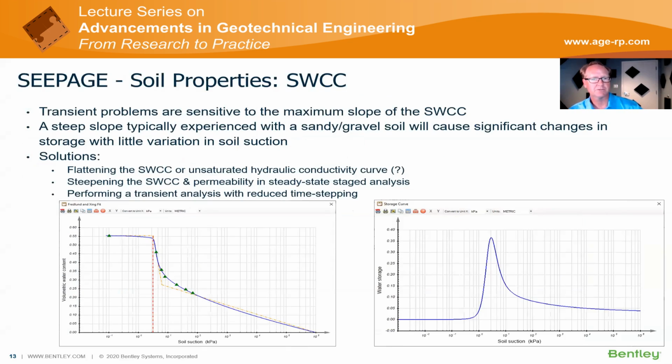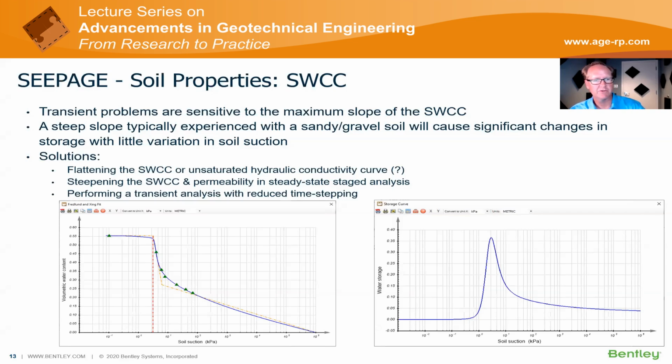Particularly, transient problems are sensitive to the maximum slope of the soil water characteristic curve. So the easiest soils to model are the soils that have the least steep soil water characteristic curve, which are more clay-based types of materials. So if you have clays, they're actually the easiest type of materials to model numerically. Once you get sandy gravels and you get a steeper soil water characteristic curve, what that does is that creates an increased spike here in your water storage function, and it becomes progressively more difficult to model.